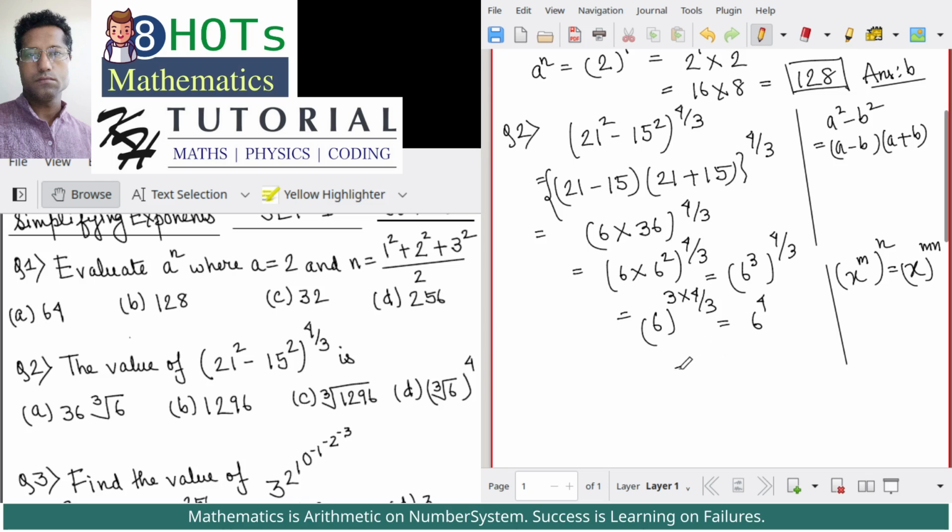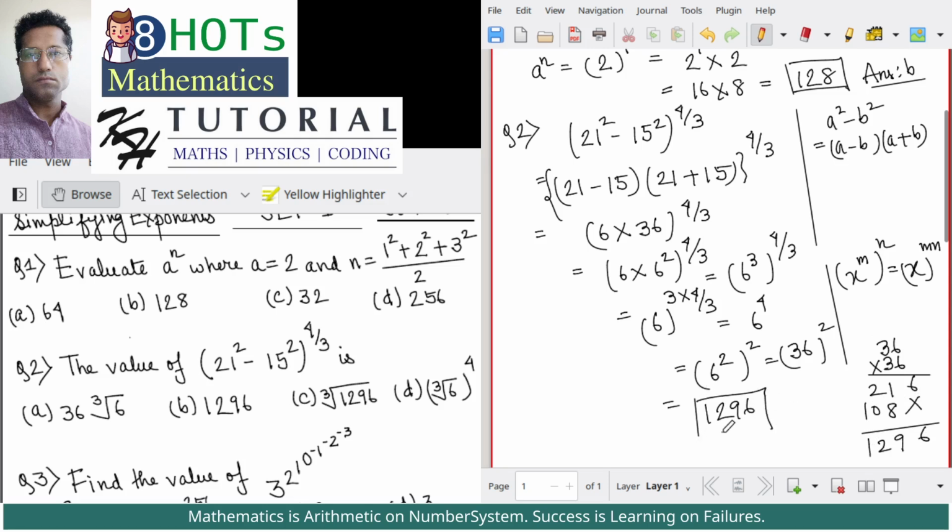6 to the power 4 is 6 square whole raised to the power 2, so this is 36 square. Now what is 36 square? 36 multiplied by 36, let's quickly check. So as you can see clearly, this is equal to 1296. So the correct choice is B. The correct choice is B.